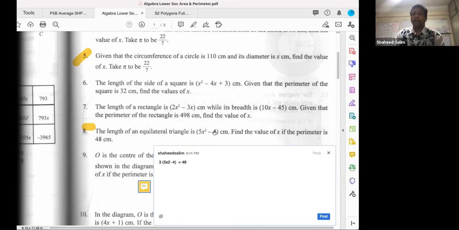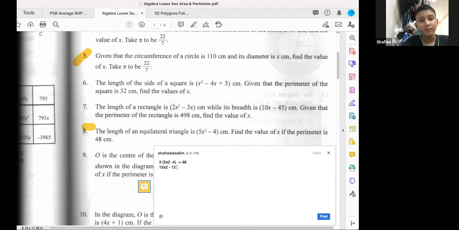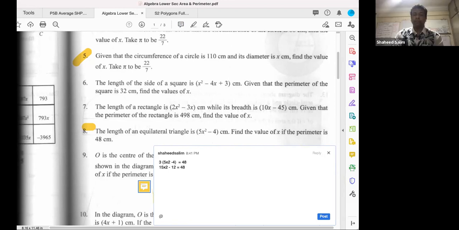So one side is 5x squared minus 4. So there's 3 sides, right? So it's the same. So we times, you get 15x squared minus 12, minus 12 is equal to 48. Then you bring 48 over. You become 60. Now remember what I said? You try to divide, factorize them. Simply divide them. Both can divide by 15. So you can get x squared minus 4 equals 0.